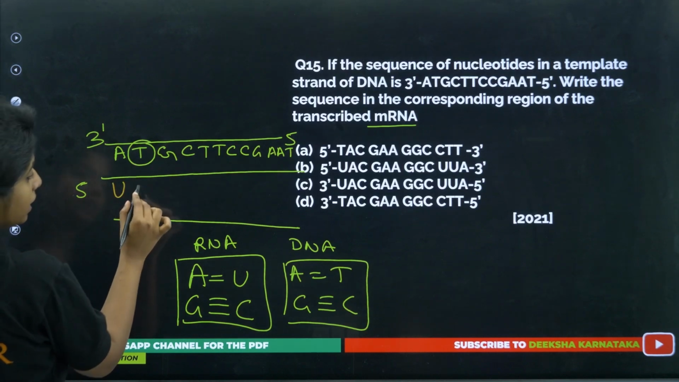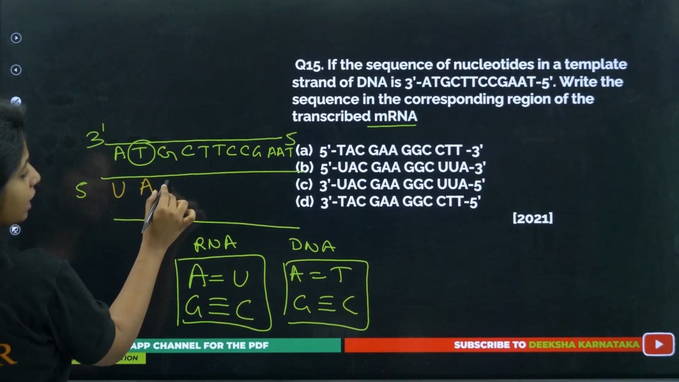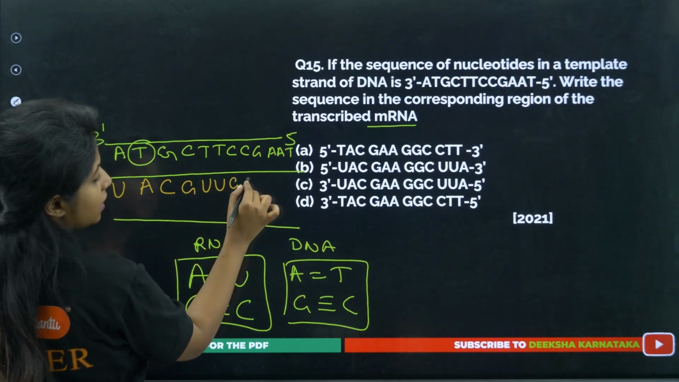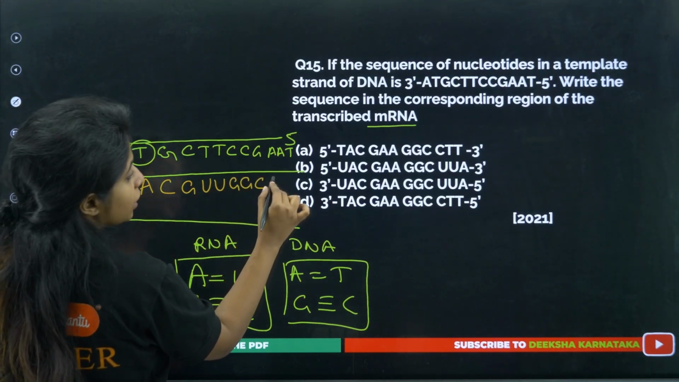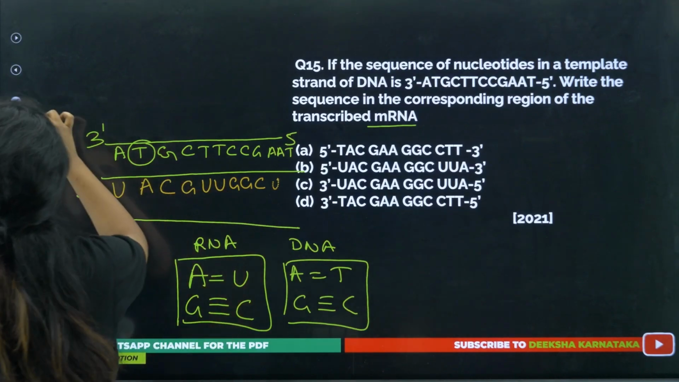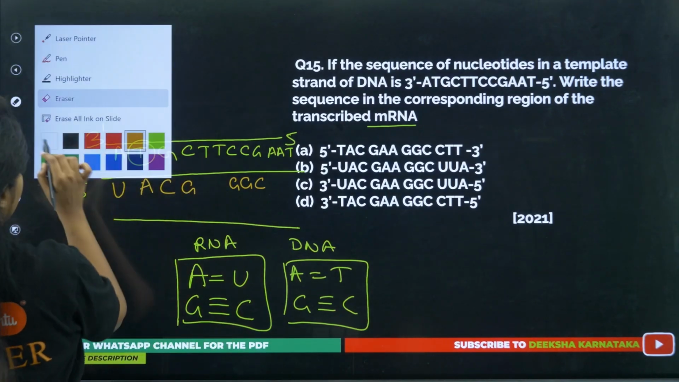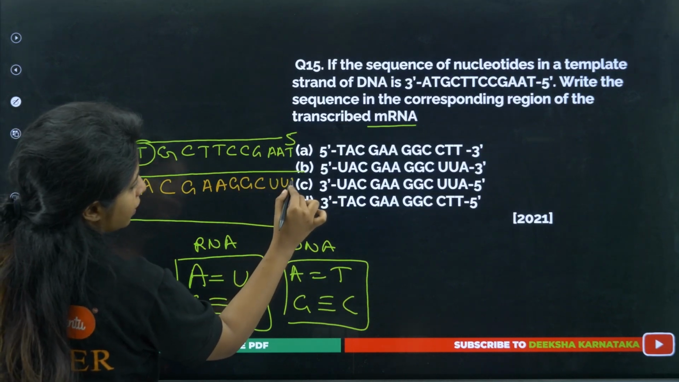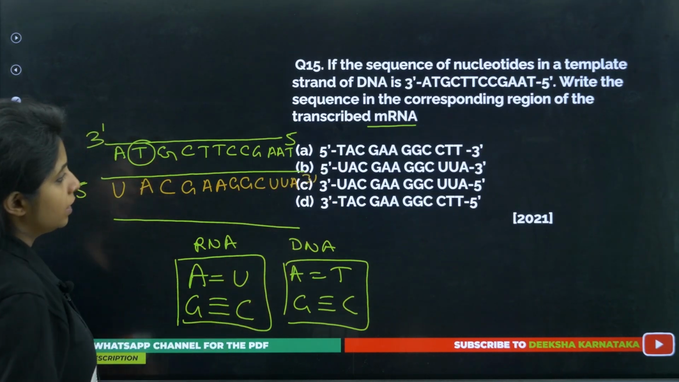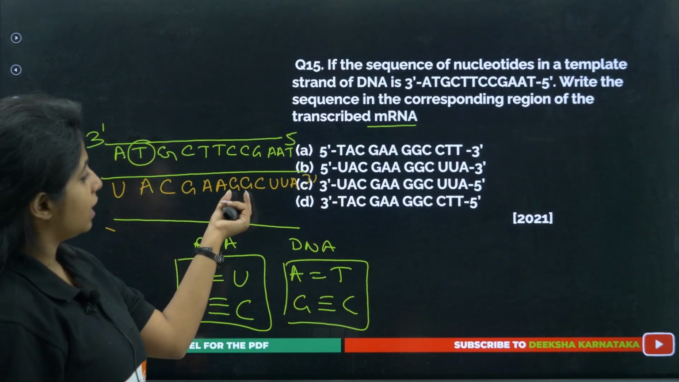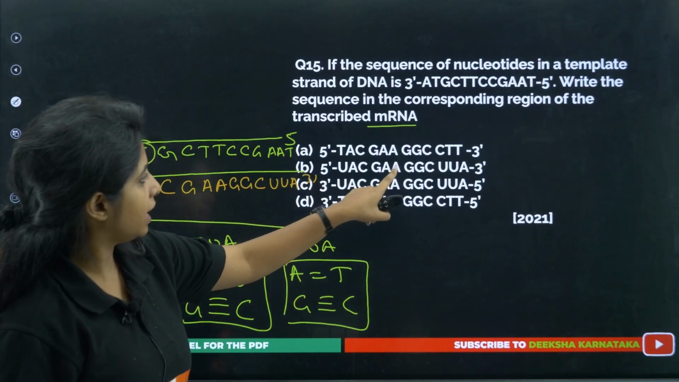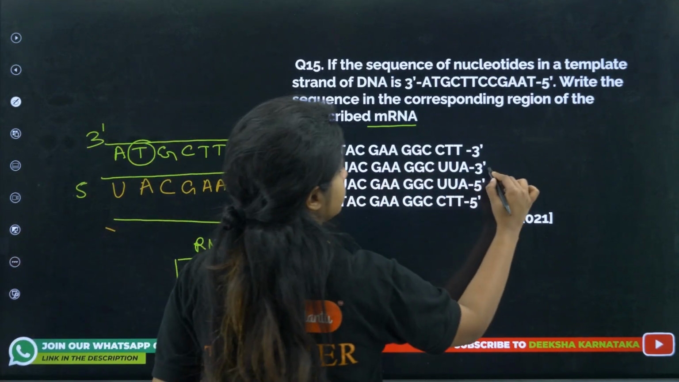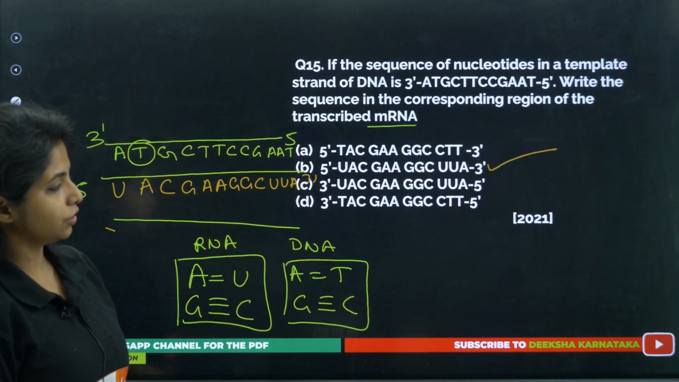U, and T will be binding with A, right, C, G, U, G, C, U, oh sorry, here it will be A, here it will be U, and then again A, and this will be 3'. Match it. UAC, GAA, UAC, GAA, and then GGC, UUA. This is the answer.